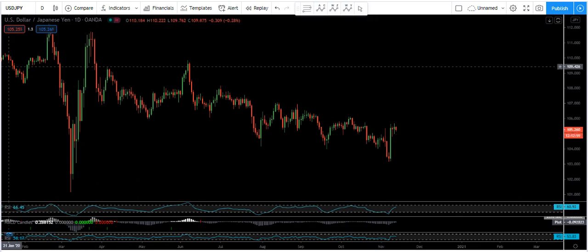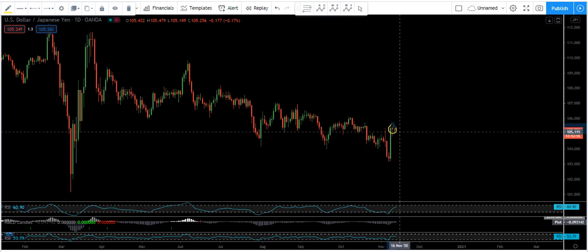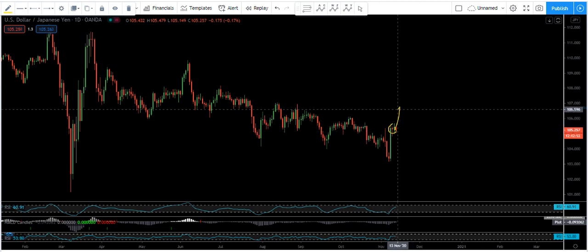USD/JPY. Now we are looking at the daily chart. As we can see, based on the daily chart we have a correction here. Now we want to see, based on the lower time frame, can we get the buy setup or not?